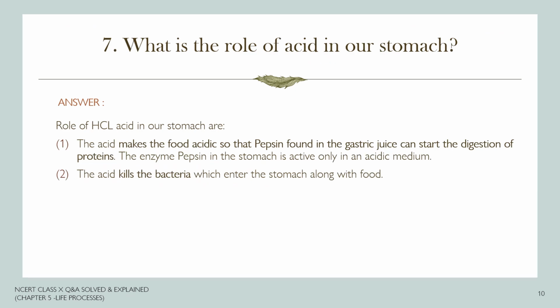What is the role of acid in our stomach? So stomach produces hydrochloric acid. In stomach, we also have enzyme pepsin, and pepsin can function only in an acidic medium. Thus, the acid in the stomach makes the food acidic so that pepsin found in the digestive juice can digest the proteins. The second function of the acid is that it kills any bacteria which enters in the stomach along with the food.